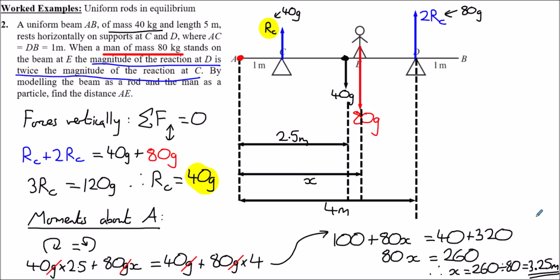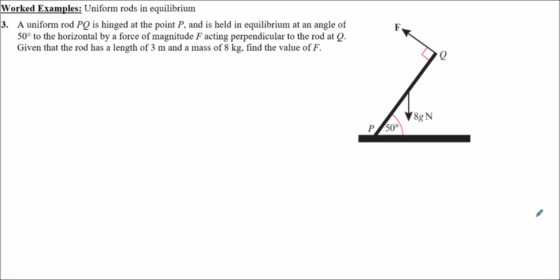Finally, worked example number 3. We have a uniform rod PQ, which is hinged at the point P, and it's held in equilibrium at an angle of 50 degrees to the horizontal by a force of magnitude F, acting perpendicular to the rod at Q. Given that the rod has a length of 3 meters and a mass of 8 kilograms, find the value of F. So because it's in equilibrium, we can therefore conclude that the clockwise moments are equal and opposite to the anti-clockwise moments.